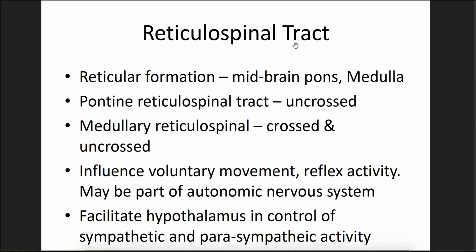they are considered to be a part of the autonomic nervous system because it is thought that the hypothalamus is facilitated in control of sympathetic and parasympathetic activity by the reticulospinal tract.